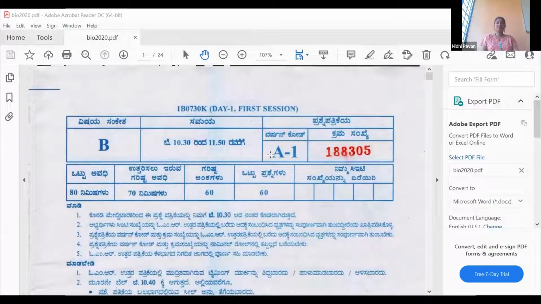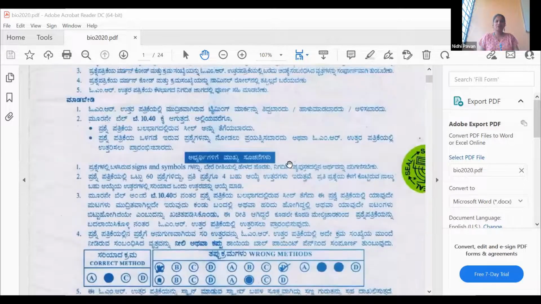Now we are going to discuss the previous year question paper, that is 2020 Karnataka CET Biology. Okay, now let us start the session as before. Where I will be asking the question, your answer should be in the message or chat box. Okay, let us begin. Yeah, this is the question paper which we are going to discuss. The question paper code is A1. Okay, now we are going to discuss that.